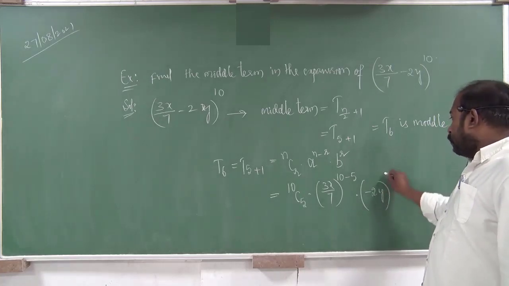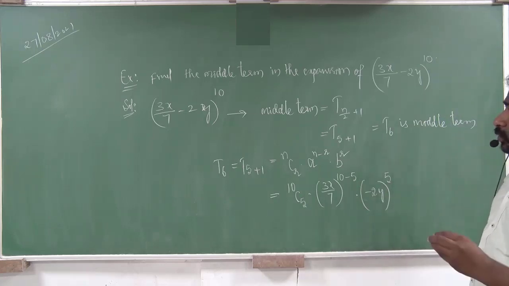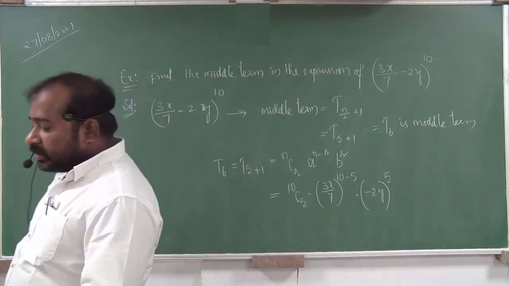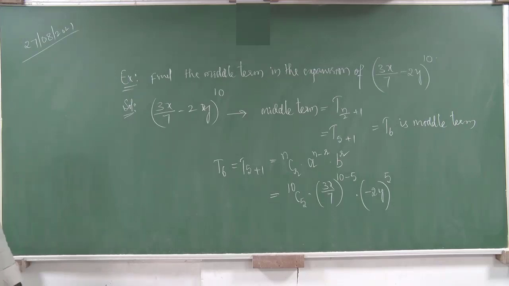Minus 2y whole power 5 is the value. Simplify, you will get the answer. So this is the middle term or middle terms, based on the n value. Here is one example they have given.